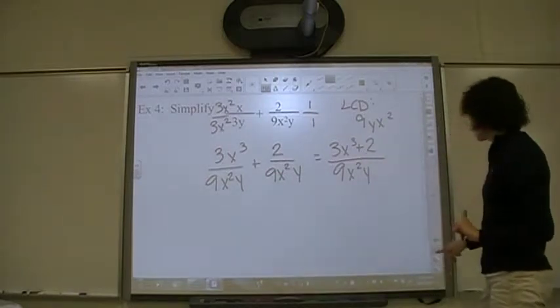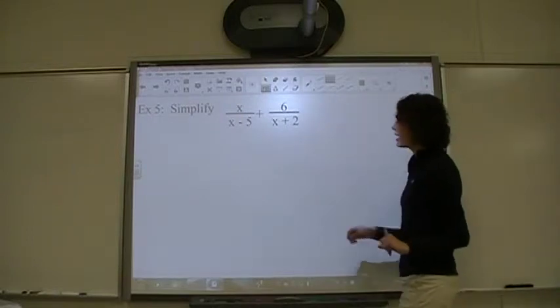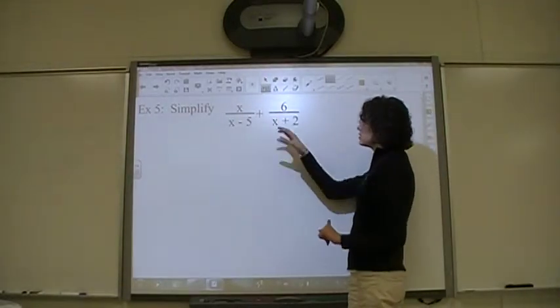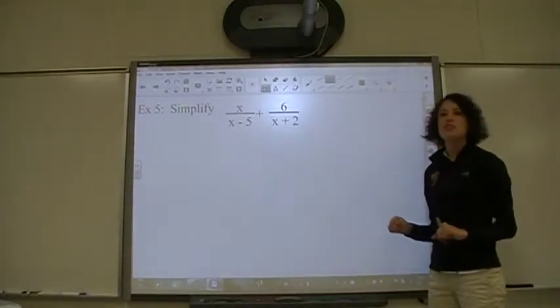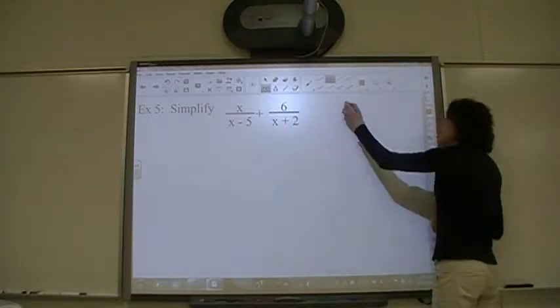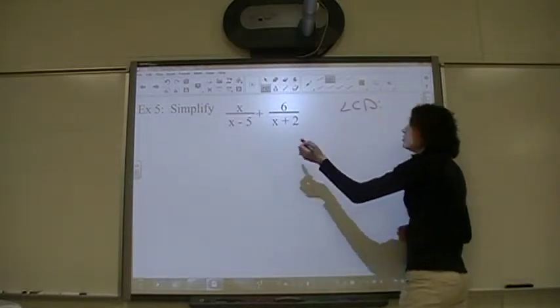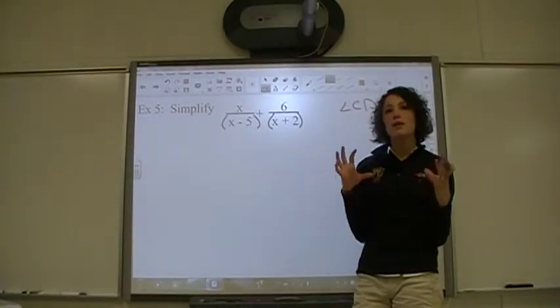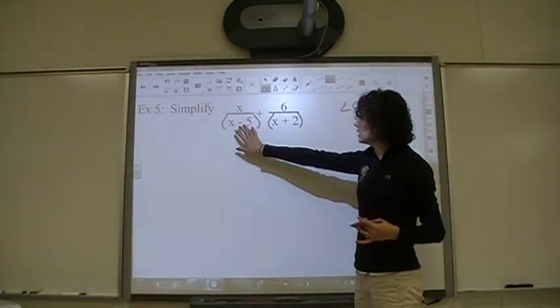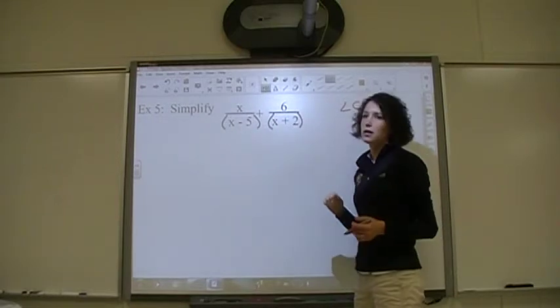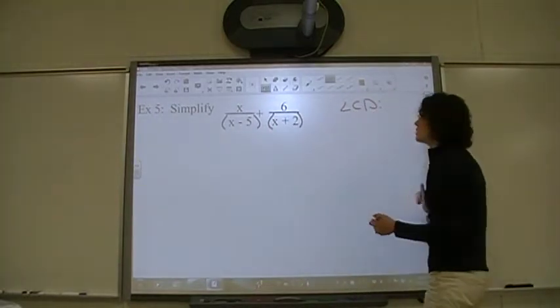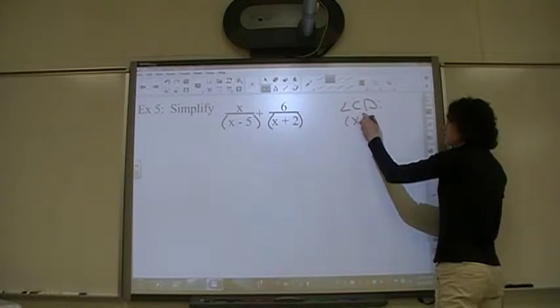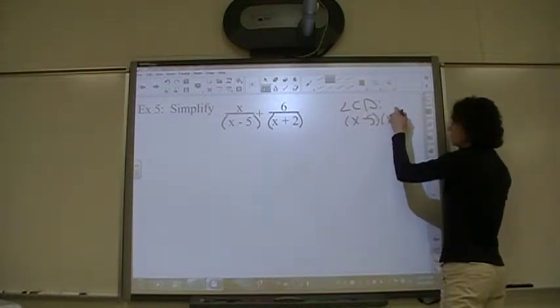All right, let's go ahead and try another one like this. We have x over x minus 5 plus 6 over x plus 2. So let's go ahead and try this one. For your LCD, what I want you to do is put these in parentheses because you have to look at them in quantity. They go together. So we need an x minus 5 and we need an x plus 2. So that's what our least common denominator is: x minus 5 and x plus 2.